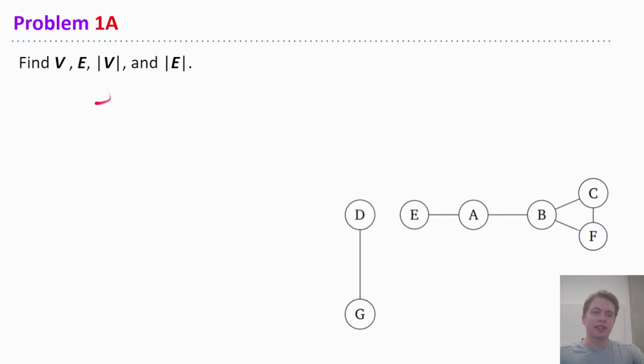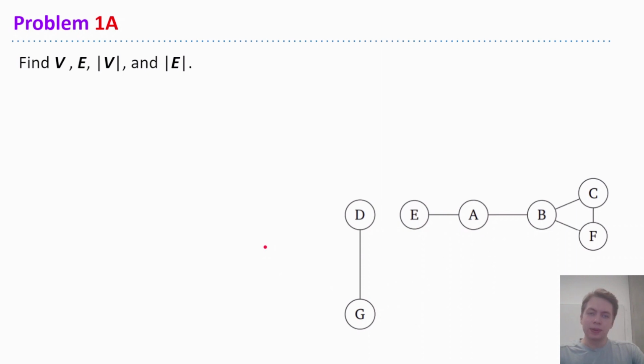Problem 1a asked us to find V, E, the size of V, and the size of E. So the set of edges in this graph, the set of vertices in this graph, and then how many vertices do we have, and how many edges do we have? Well, to find the set of vertices, we just have to look at each vertex in this graph. So it looks like all the vertices in this graph are A, B, C, D, E, F, and G.